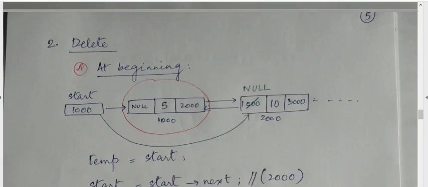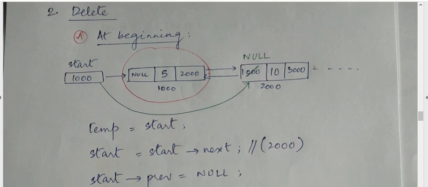So now coming to delete. Delete at the beginning. When you delete at the beginning, you have to make start point to the second node instead of the first node. So first we copy the address of the first node in a temp variable. Now temp has the address of node 5. Then we say start is equal to start to next. What is start to next? It is 1000 to next. What is in 1000 to next? It is 2000. So now start is 2000 for you.